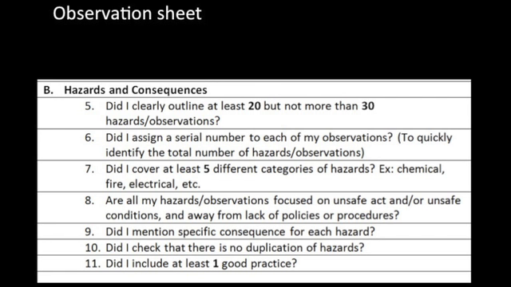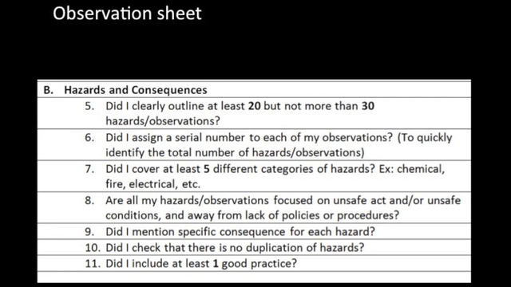Next are the hazards and consequences. So remember, did I clearly outline at least 20 but not more than 30 hazards or observations? This is as mandated by the requirements of NEBOSH. There is, of course, a PDF document provided by NEBOSH, and the provider should give it to you about that. So did I clearly outline at least 20 but not more than 30 hazards or observations?